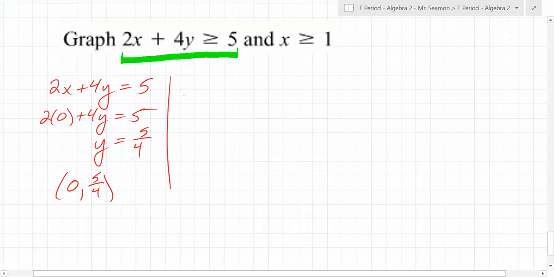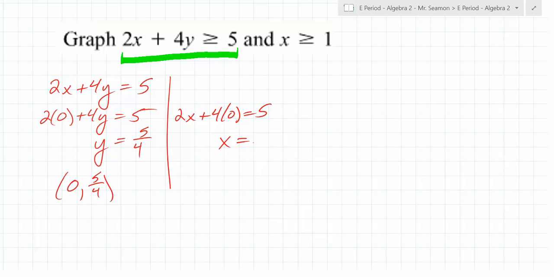But now we also want to find the x-intercept. That's going to be 2x plus 4 times 0 equals 5. So Nick, what is x going to equal here? If 2x plus 4 times 0 equals 5, what does x equal? So if x is equal to 5 over 2, what does that make the x-intercept? 5 over 2, comma, 0.